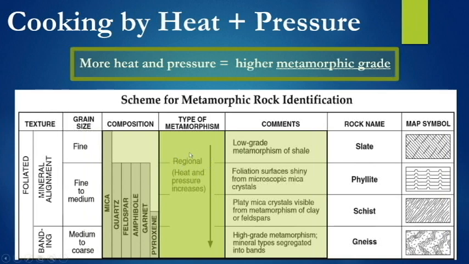Regional metamorphism, type of metamorphism. It says heat and pressure increases, and you can see all of the ways that the mineral changes. The rock changes. You can see how the composition of the rock changes over here. Okay. You can see how the grain size is changing, and the rock name will change. And again, this is regional metamorphism only.